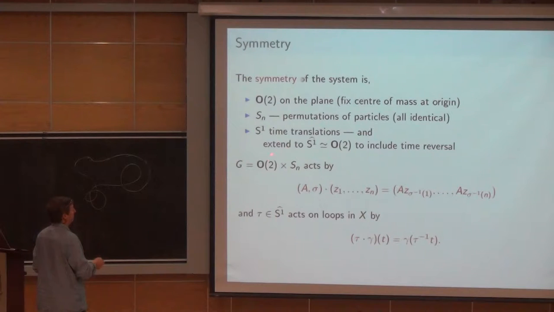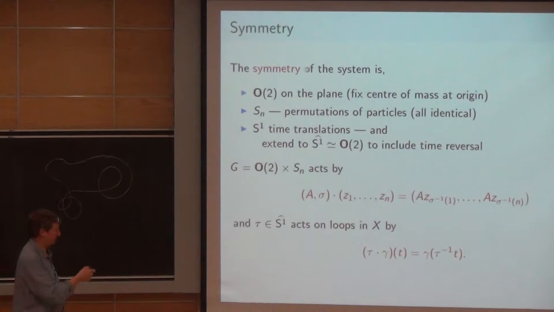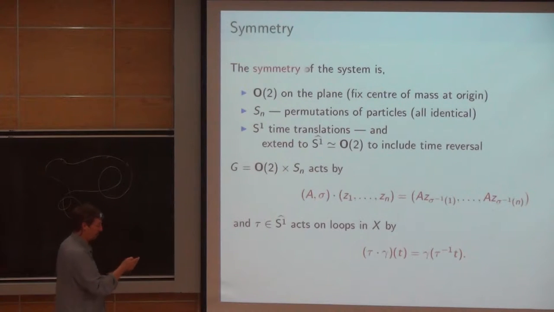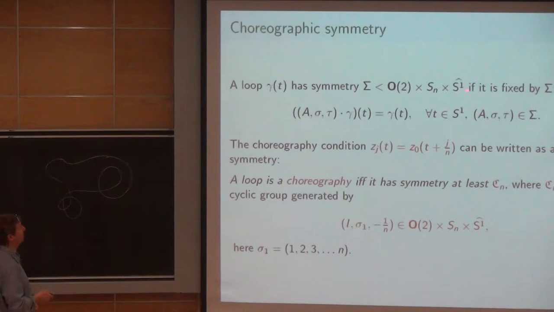So the space group, which is O2, and the permutations act as you'd imagine. It just moves all of the particles the same way, or it permutes the indices. And tau acts in this way. If tau is rotation by theta, then t goes to t plus theta. And if it's a reflection, then gamma of t changes to gamma of minus t. Obvious reflections. So we say a loop has symmetry sigma, the usual language of symmetry. We take a subgroup of this. The loop is fixed by sigma, so that means we take this triple element, O2, permutation, and the time translation or reflection, on the loop gives us the same loop back again.